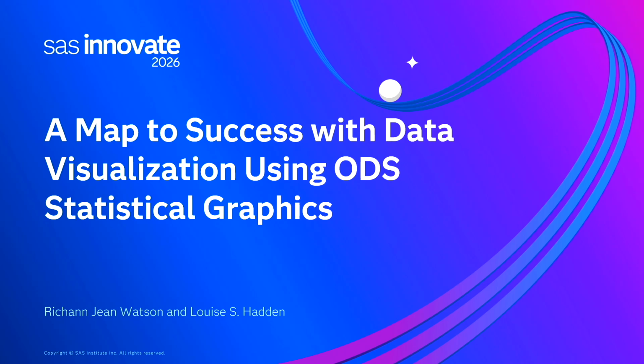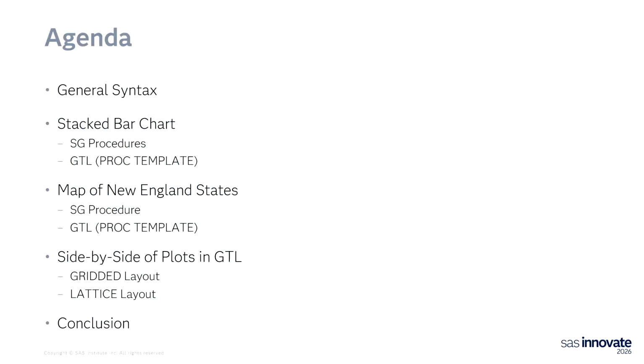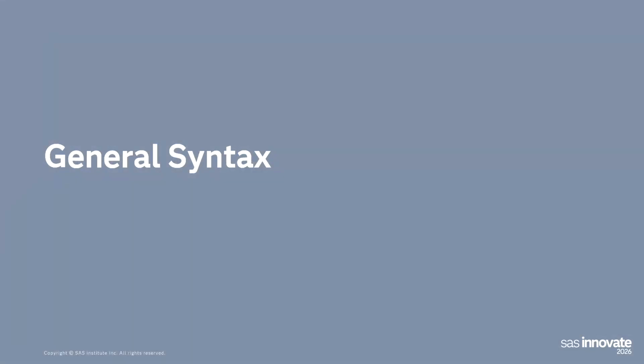Well, welcome to our talk, and I hope that you learn as much as Richanne and I did putting it together. So up on the agenda is general syntax, and we'll go through a stacked bar chart and a map of the New England states. We told you there was going to be a map, and there is going to be a map. And then we're going to do side-by-side plots in GTL, and then the conclusion.